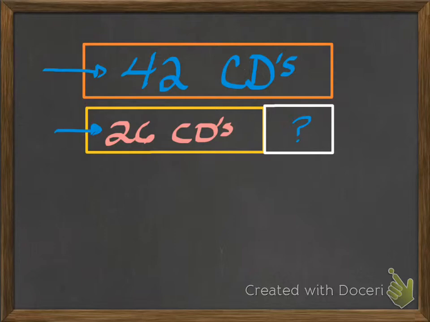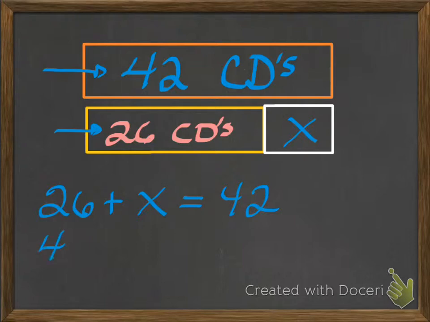Now, in math, if we don't know something, if we have an unknown amount like this amount right here, often what we do instead of using a question mark is we put a letter. Often it's the letter X. So I know that Rochelle's amount plus this unknown amount, X, is going to equal 42. And I can rewrite that problem a number of ways. I could also do that Carson's amount, 42, if I take away X, that's going to equal Rochelle's amount.